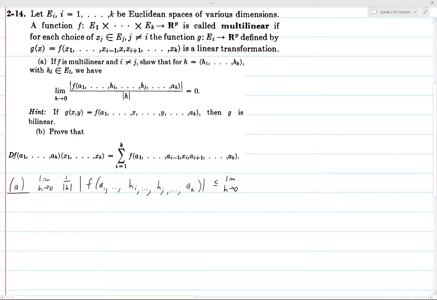All right. So we'll assume that that's not an issue. Basically, I'm thinking of the Ei's as R^n's.